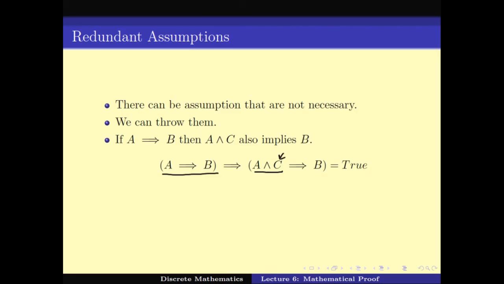And in that case, A and C implies B is good enough to prove the statement A implies B. Now, throwing away redundant assumptions helps us to clean up the problem and get more focused in attacking the problem. It helps us to understand what is the important problem.